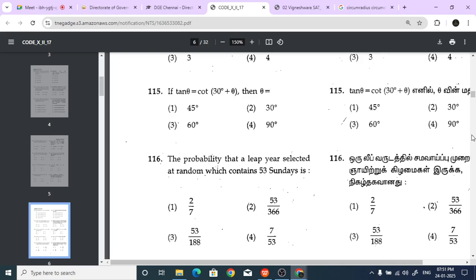Normally, how many Sundays will we have? 52 weeks, 52 Sundays we will have. But if it has to get 53 Sundays, what is the probability? Then that year has to start with Sunday. Yes, sir. No, is it that the year has to start with Sunday? 52 into 7 is how much? A leap year is 366 days. No, I will write it down.